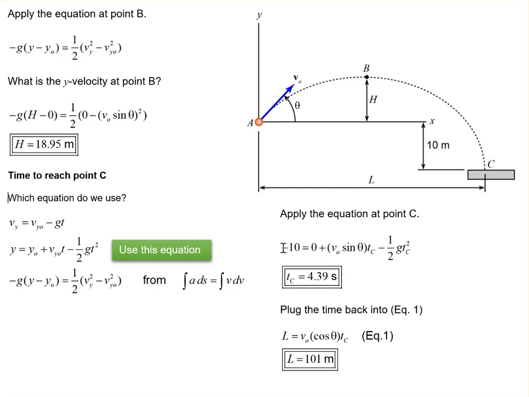All right, if we apply it at point C, the position in the y is minus 10. It starts out at 0. We have the initial y velocity, the time that it takes to get to C, and so on. So we can solve for the time at C, plug this back into equation 1, which we got from the x direction, and we get the range.